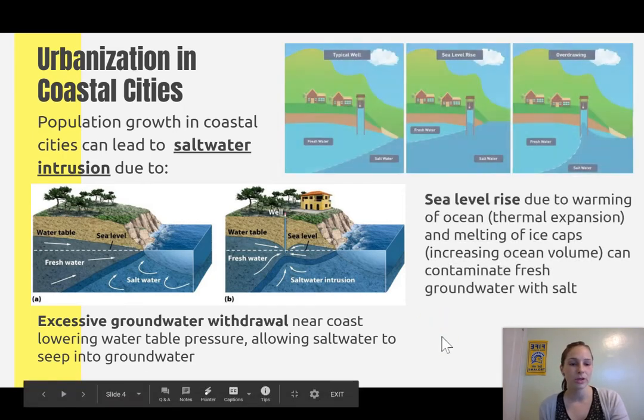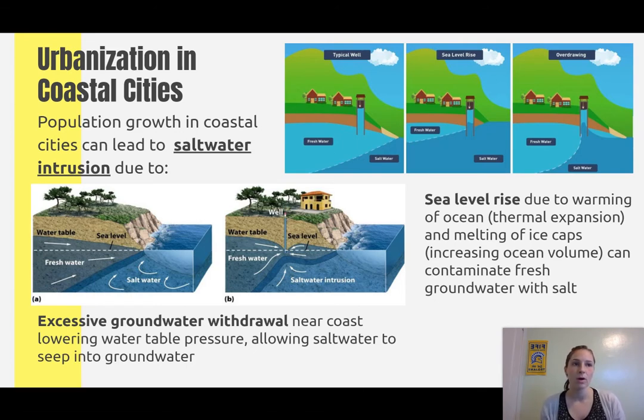Now, another problem that's going to come is from sea levels rising. As we've talked about with urbanization and increased carbon dioxide levels, increased carbon dioxide leads to global warming, which is going to lead to what's known as thermal expansion. That's where, as the ocean warms up a bit, its particles are going to be a little bit farther apart, because as liquids warm, their particles move apart. So this is going to cause the oceans to expand a little bit. Additionally, with global warming, we have ice caps melting, which further increases ocean volume.